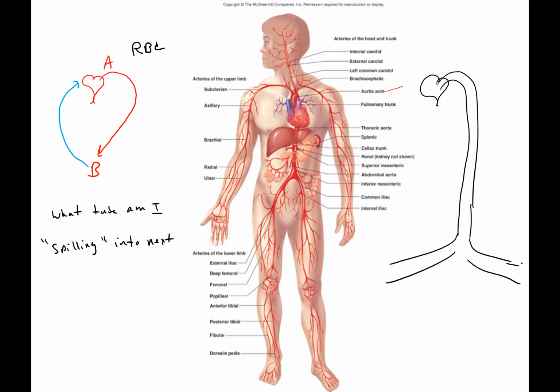Here's part two. They change names based off a location, or what they innervate. For example, this one's really hard, check this out: the renal artery. What the heck does that possibly go to? Well, it goes to the kidney.